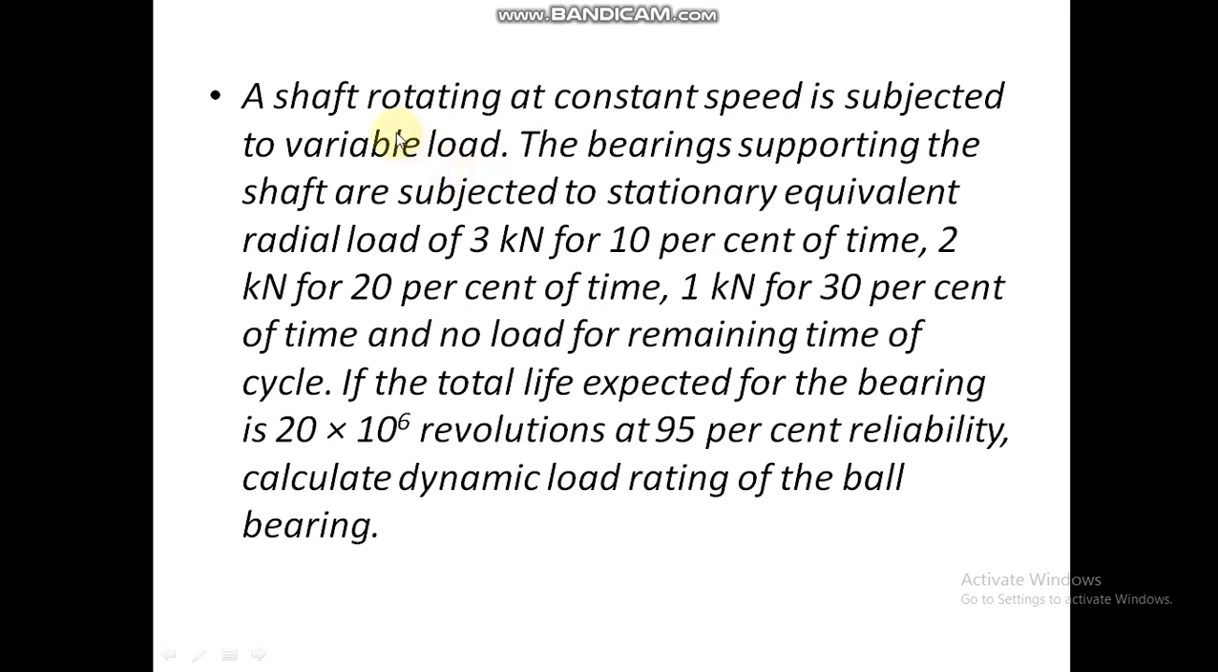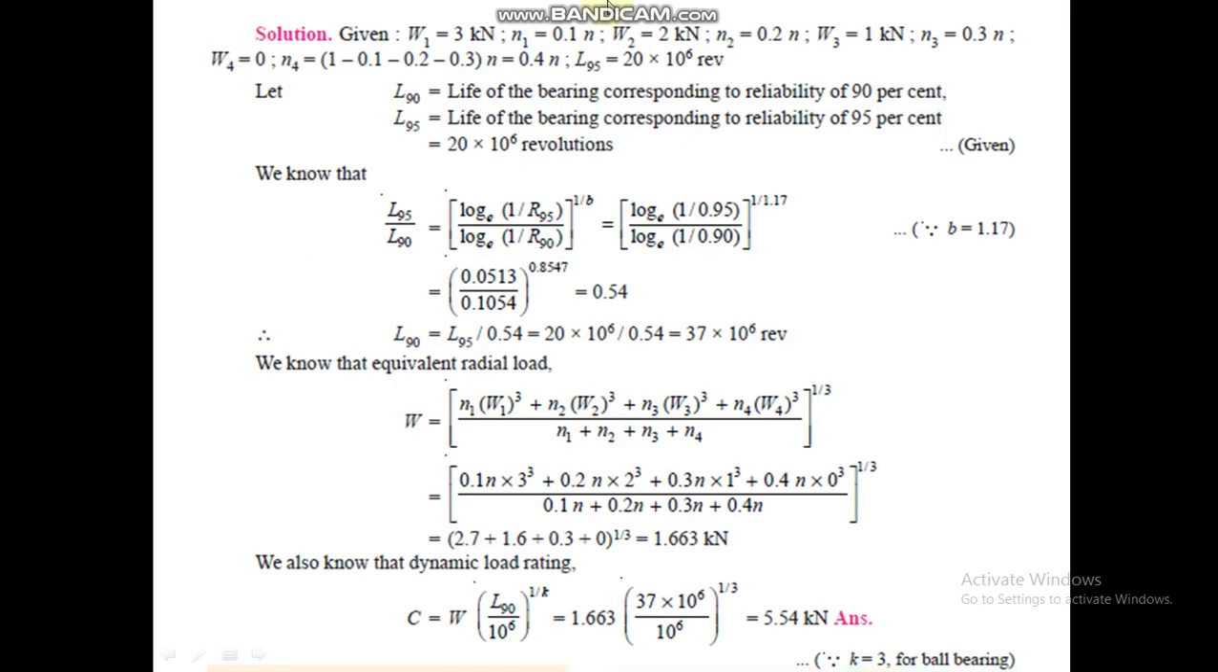A shaft rotating at constant speed is subjected to variable load. Bearings supporting the shaft are subjected to stationary equivalent radial load: 3 kilonewton for 10% of the time, 2 kilonewton for 20% of the time, 1 kilonewton for 30% of the time, and no load for the remaining time of the cycle. So we will write the given data.